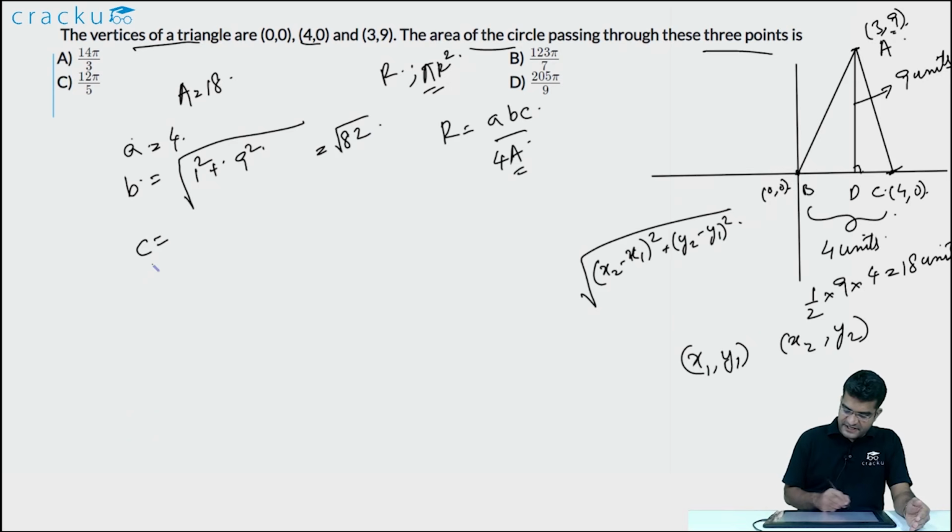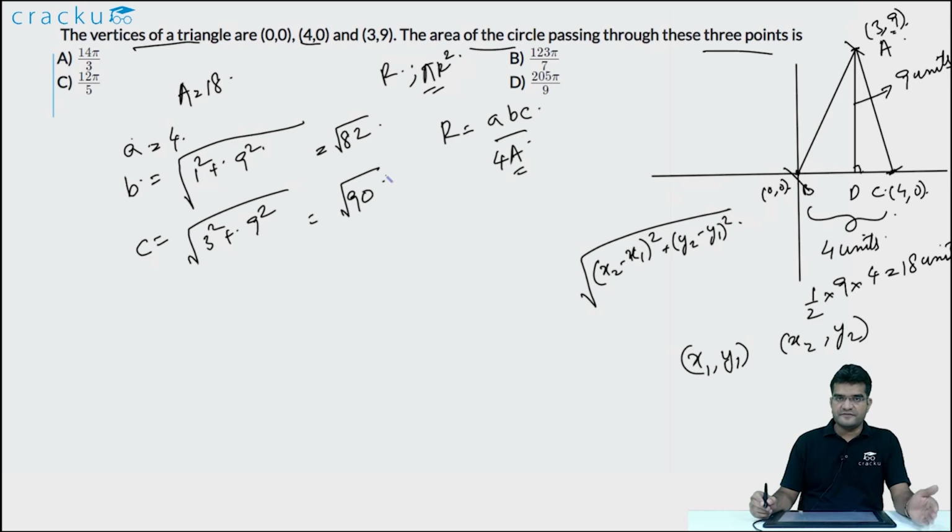Similarly, the length of c, which is the length of AB, will equal, using the same formula, (3 minus 0) whole square, which is equal to 3 square, plus (9 minus 0) whole square, which is equal to 9 square. This is equal to square root of 81 plus 9, which is equal to square root of 90. Now we know the lengths of a, b and c and we know the area of the triangle. So we can calculate its circumradius.